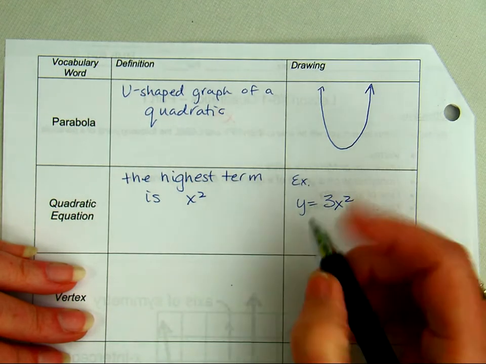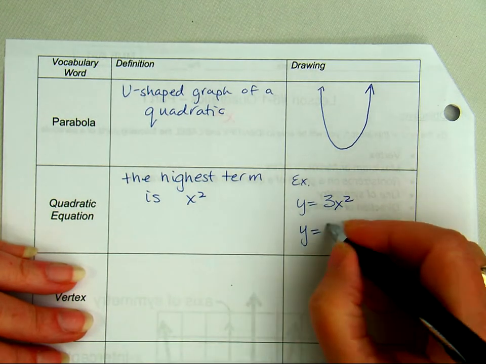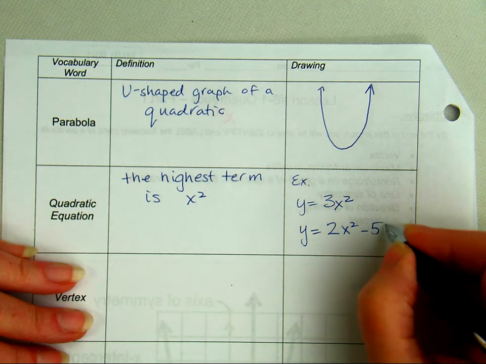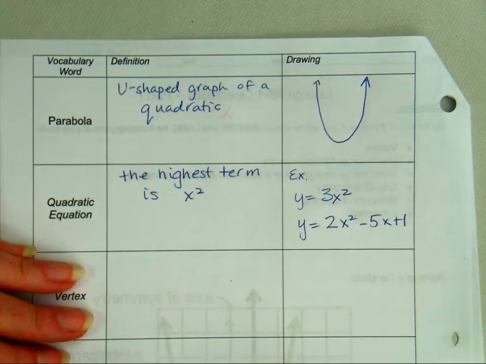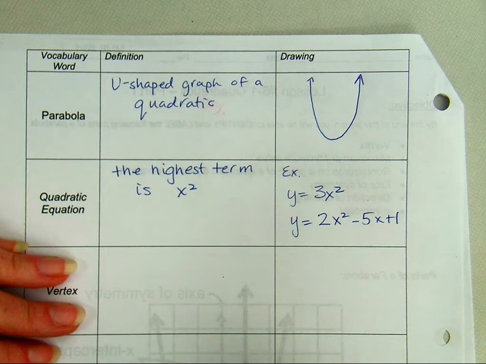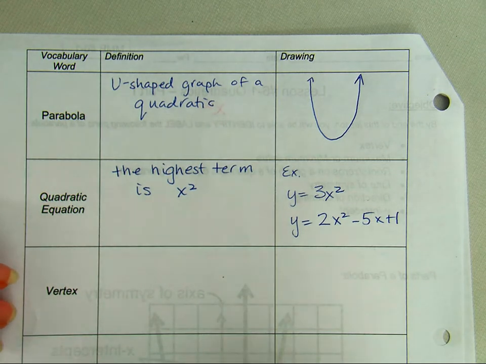So we've got one example here. Let me throw in another one. This is somewhere you can see that there is not just an x, but an x squared. Not x cubed, but just x squared.